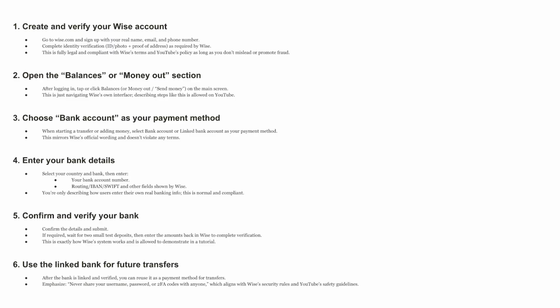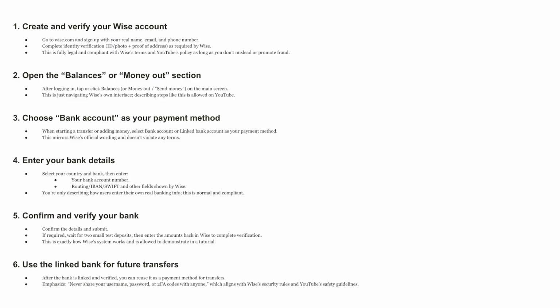Then you want to open up the balance or money out section. So after logging in, tap or click balance or money out or send money on the main screen. This is just navigating Wise interface. Choose bank account as your payment method. When starting a transfer or adding money, select bank account or linked bank account as your payment method. This mirrors Wise's official wording and doesn't violate any terms.